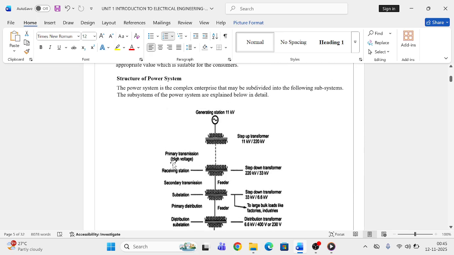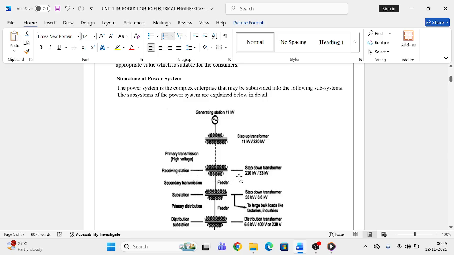This is the single line diagram of power system. In this, 11 kilovolt power is generated at the generating station. Here one step up transformer is used in the generating station. This step up transformer steps up the voltage from 11 kilovolt to 220 kilovolt. After that the power is transmitted through primary transmission line to the receiving station.